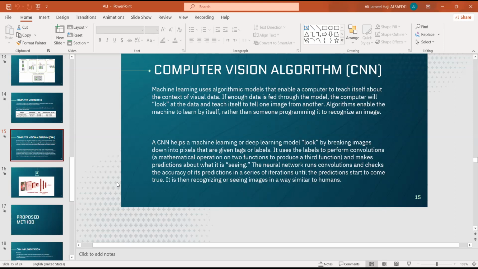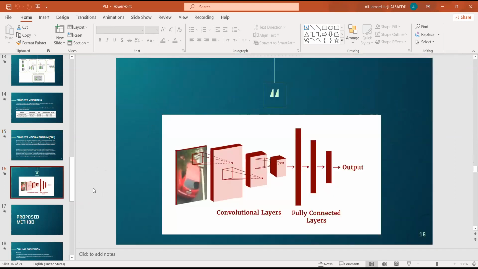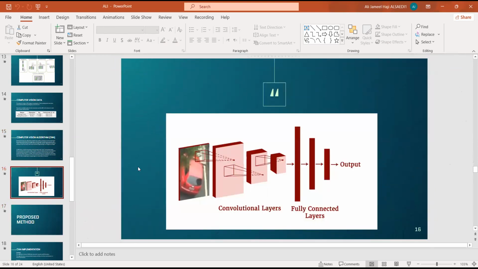The neural network runs convolutions and checks the accuracy of its predictions in a series of iterations until the predictions start to come true. It is then recognizing or seeing images in a way similar to humans. This diagram shows a convolutional layer, then a 3-layer network, and the fully connected layer, which finally outputs the result.